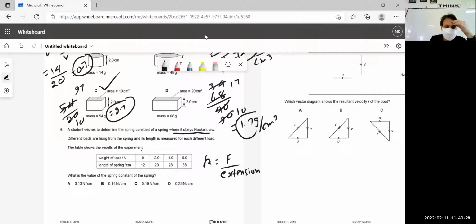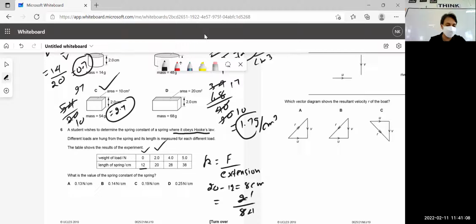When the weight is 0, meaning no weight was hung on the spring, the length of the spring is already 12 centimeter. Then there is a weight of 2 Newton, and due to that the length of the spring becomes 20 centimeter. But we need to find the extension. So the extension produced in this case is 20 minus 12, that is equal to 8 centimeter. So after finding the extension, put the value of force, 2 Newton, divided by 8. If you do the calculation, 1 by 4 is how much? 1 by 4 is 0.25.